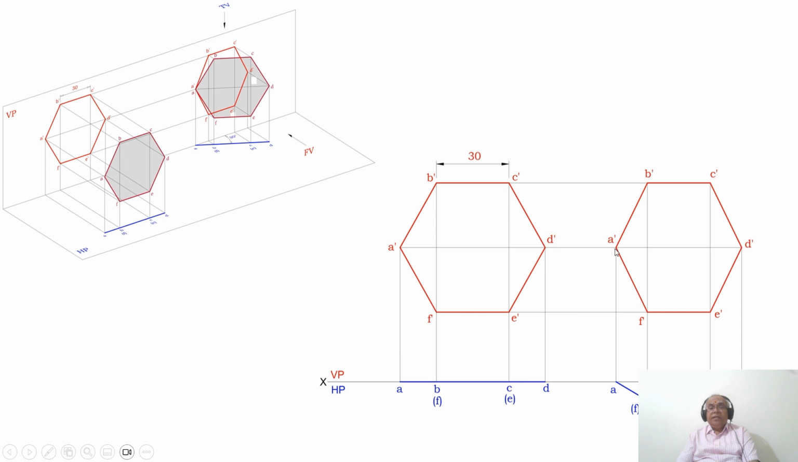Then join A dash to B dash, B dash to C dash, C dash to D dash, D dash to E dash, E dash to F dash, and F dash to A dash with the dark line. As we see, when the surface is inclined to HP, what happens to the diagonal AD? The diagonal also becomes inclined. Once this diagonal becomes inclined to VP, you get the apparent length here. This is how you will be able to draw the second position, top view and front view.